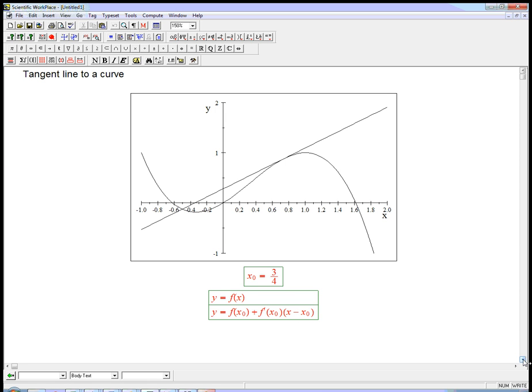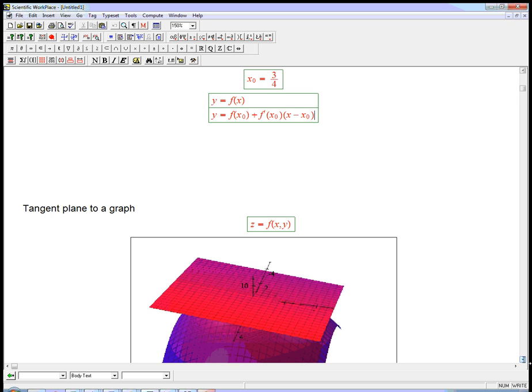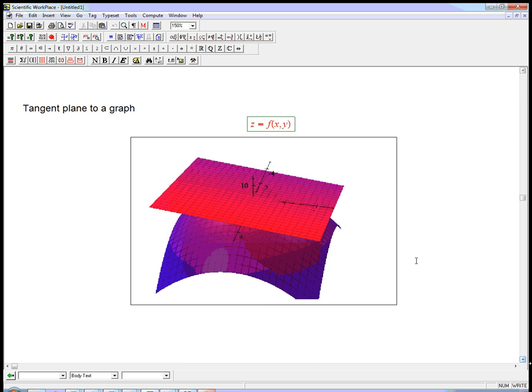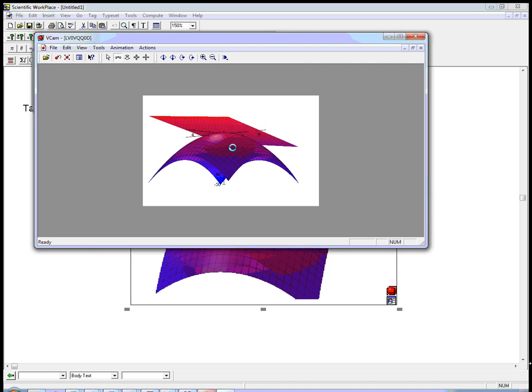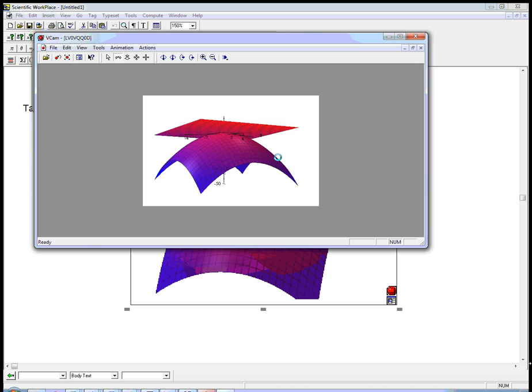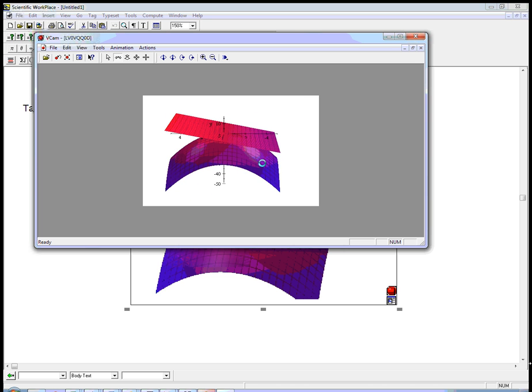Now let's look at multivariables. Tangent plane to a graph of a function of two variables. So let's spin this around a little bit. So this is a nice little hump. It's a quadric. I picked a pretty simple equation. We'll do the equation in a minute, but I want to focus on the geometry first, the picture first.